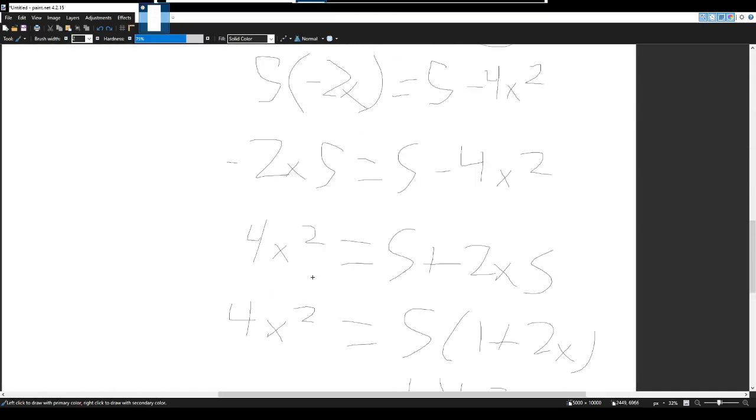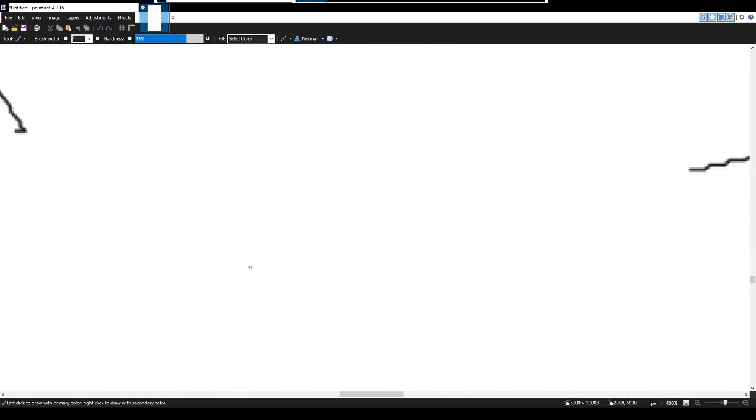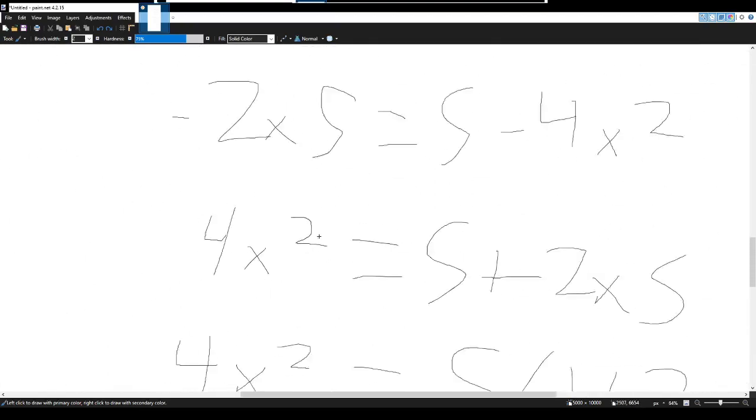I like how my handwriting just gets bigger and bigger every time. I guess I probably could have gone a lot smaller, but whatever.